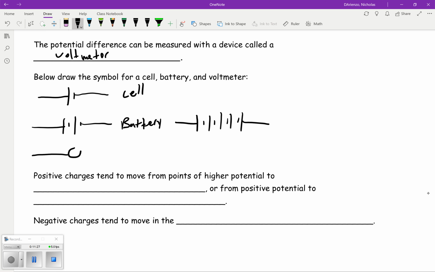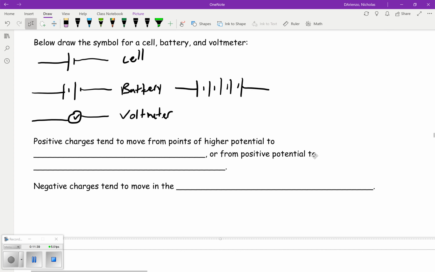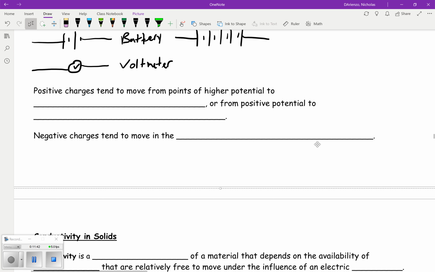A voltmeter is going to look just like an ammeter, where we have the circle representing the meter with the V inside for voltmeter, and the prongs to show where we would insert that into the circuit if we wanted to measure the potential difference of that circuit. Now, positive charges, we know, tend to move from positive potential to negative potential, or from points of higher potential to lower potential.